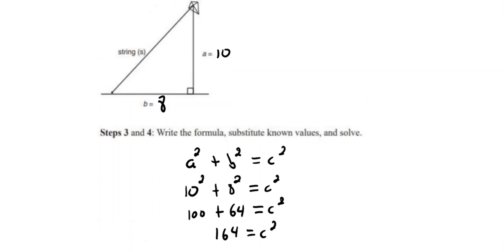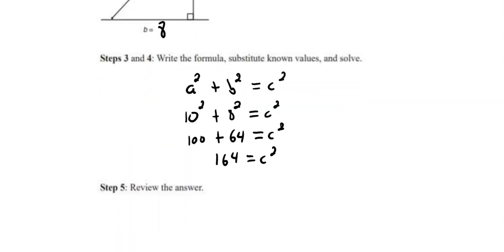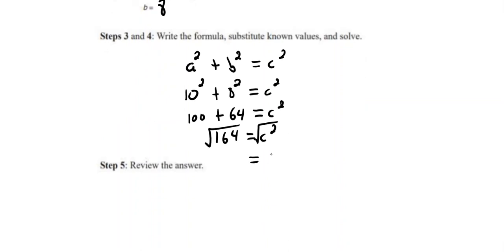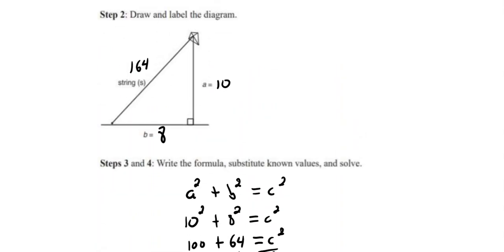So is that it? Is the length of the string 164? No, square root, right? Because that was equal to C squared. I don't want C squared, I want C. So I'm going to square root both sides. So the square root of 164 ends up being 12.8. Okay, we'll leave it as 12.8. So that makes more sense, right?